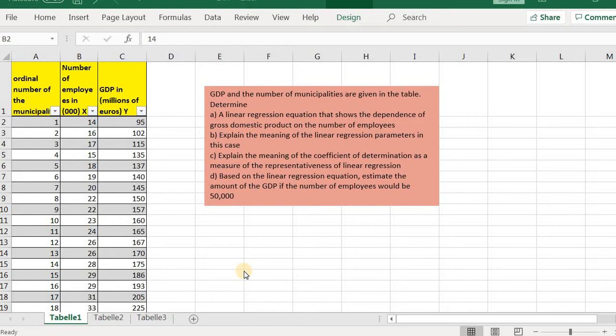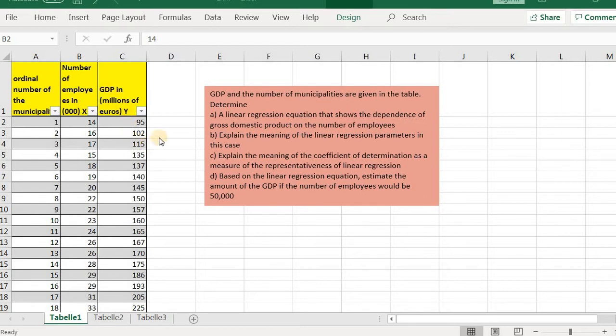In our example we have 20 municipalities, we have a number of employees and a GDP. But first of all we need to know what is linear regression. Linear regression attempts to model the relationship between two variables by fitting a linear equation to observed data. In our example, we have a number of employees and the GDP, and those are our variables. Number of employees affects GDP, and that is why number of employees is the independent variable and the GDP is the dependent variable. That is why I marked the number of employees with the X and the GDP with the Y.